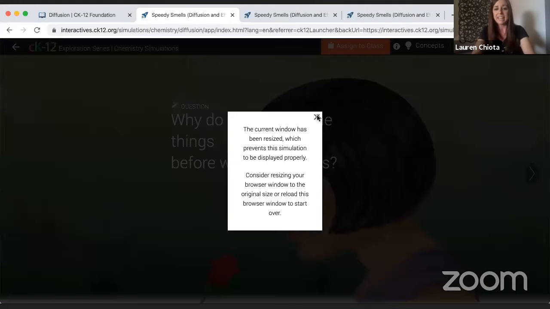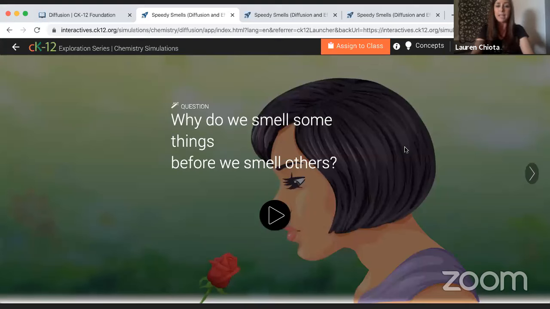This is one of many that we have on the CK-12 website. This is the one from chemistry. And here's a big question here. Why do we smell some things before we smell others? And we've all experienced this before. Even though we can't maybe see gas molecules, maybe they're not visible to us, we have sensed it through smell.